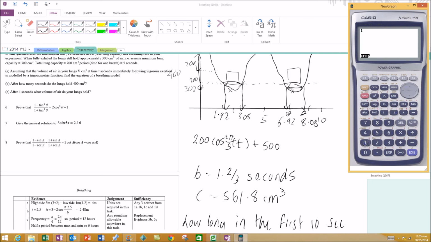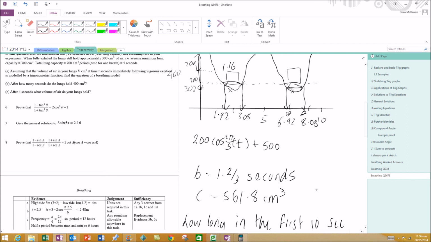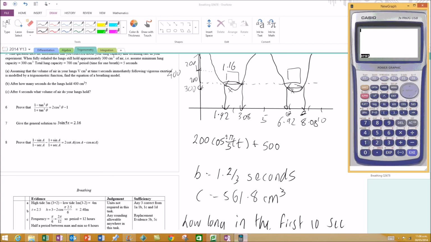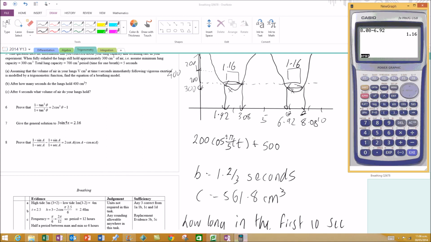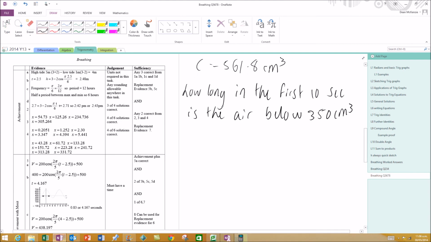So again, I grab the trusty calculator, and I go 3.08 minus 1.92. That is 1.16. So if I go up to here, that is 1.16 seconds. And then the next one is 8.08 minus 6.92, and that is again 1.16. You'd hope so, because it should really be symmetrical. So then all we have to do is go 1.16 times 2, because there were 2 of them: 2.32.